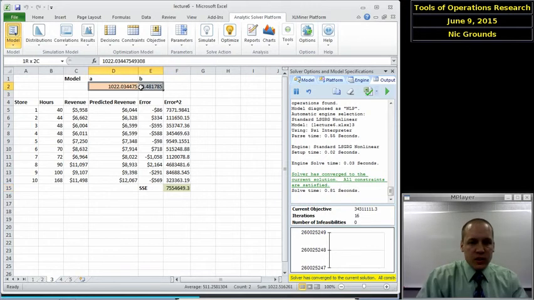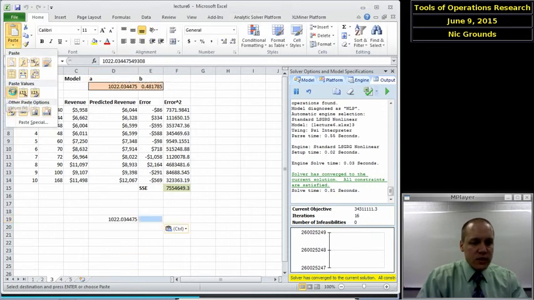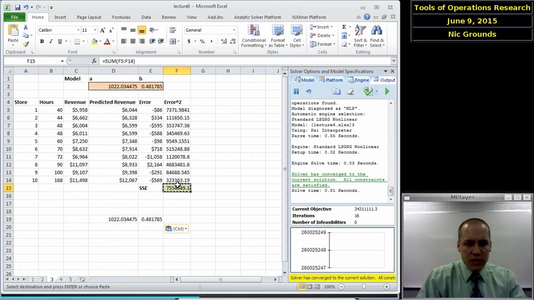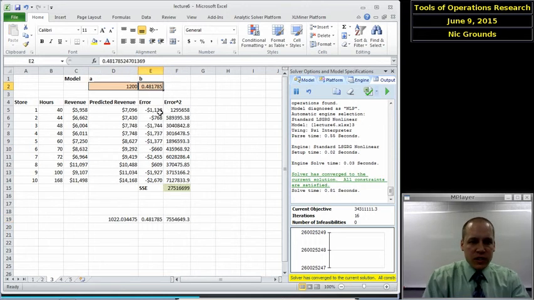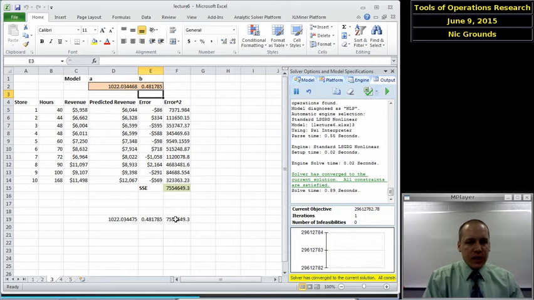So I'm just going to try a few different starting points. So we'll remember these values, copy and paste the values down here, and let's start from 1200 and maybe 0.2. Okay, rerun. Okay, and it looks like it converged back to the same solution it had before.